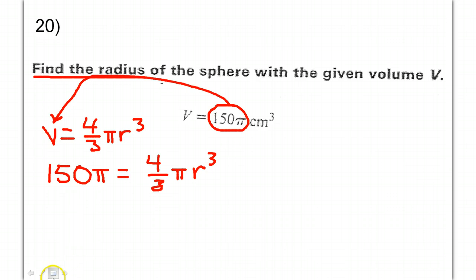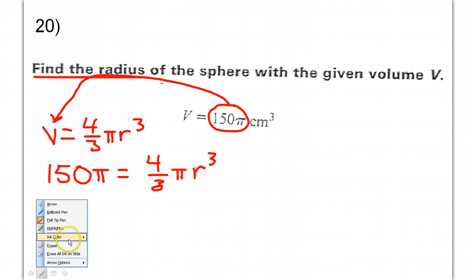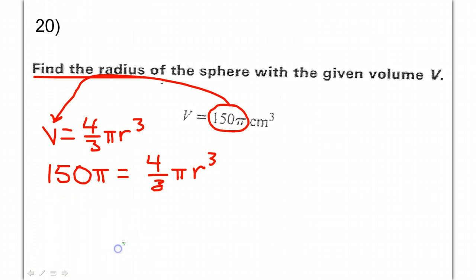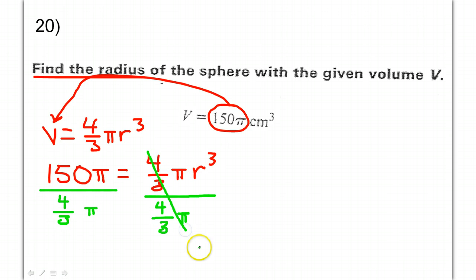Okay, now we may have a little fancy calculator work, so watch this carefully. If I want to get r cubed by itself, it would be helpful to divide both sides by 4/3 pi. That way this side just cancels itself out, so that's just going to leave me with r to the third power.